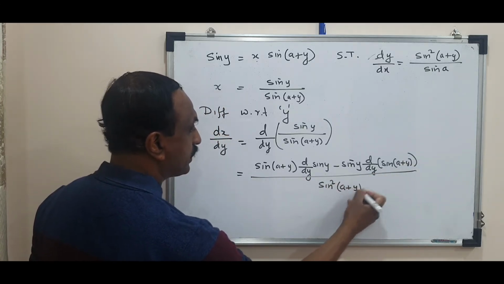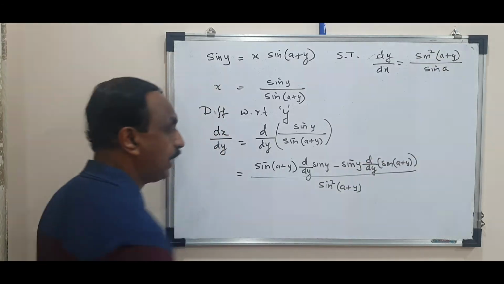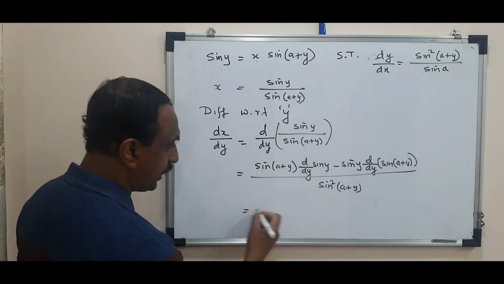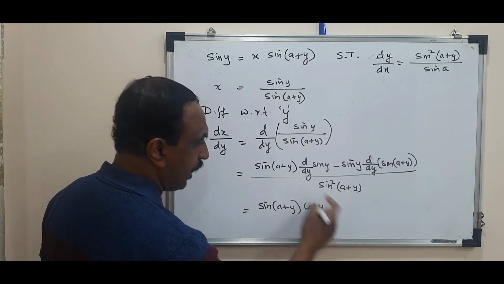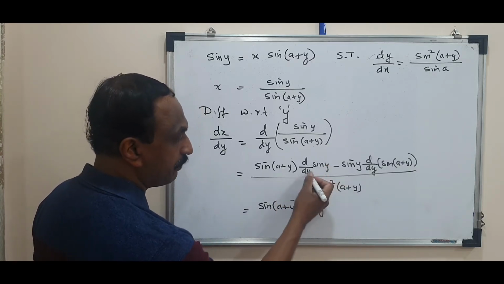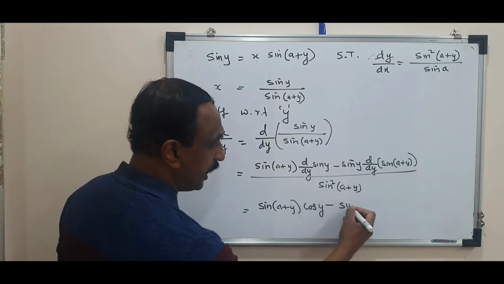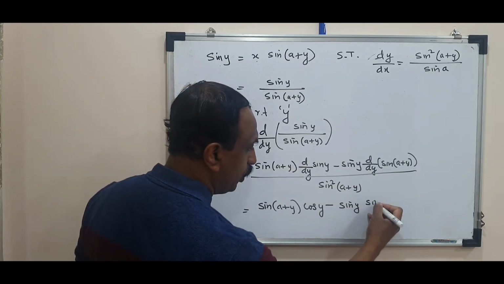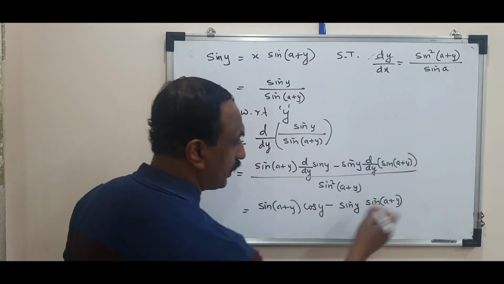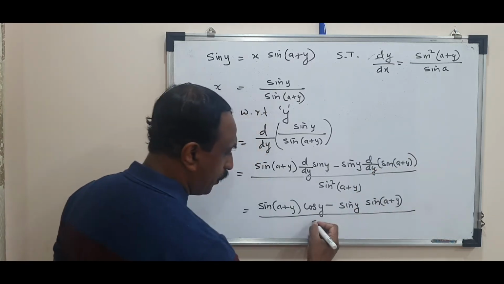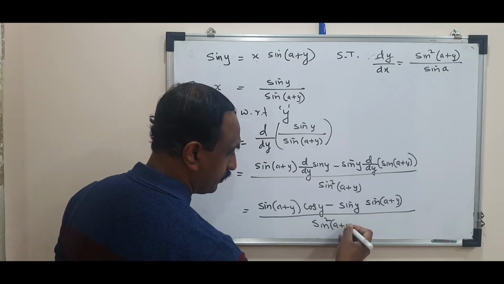And I can see my answer is having a square. So when you take reciprocal, you can correct. So sine of a plus y into cos y. I'm differentiating with respect to y, same. So no dy by dx here. Sin y into sine of a plus y into derivative of a plus y with respect to y will give you 1. So upon sine square of a plus y.